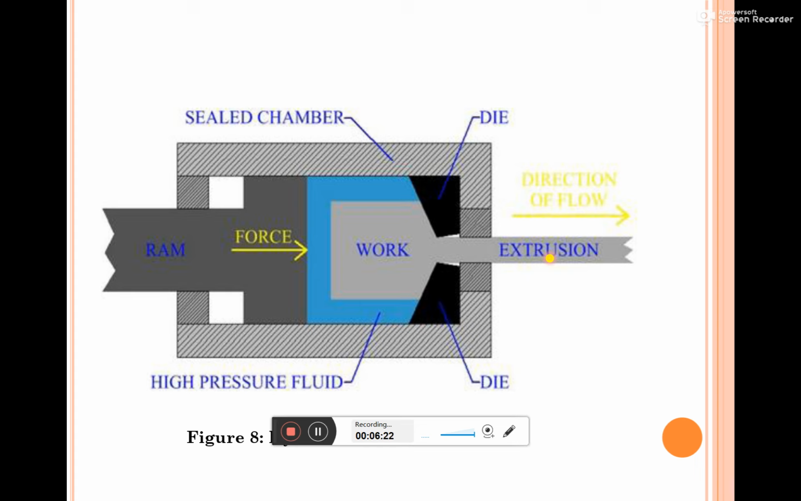Also, hollow rams are not strong if you want to produce other different components. Sometimes we have to use hollow rams, and if you use hollow rams, they have less rigidity, and due to that we do not get the exact profiles. That is the disadvantage of this hydrostatic extrusion process. So that is how we produce components by using the hydrostatic extrusion process.